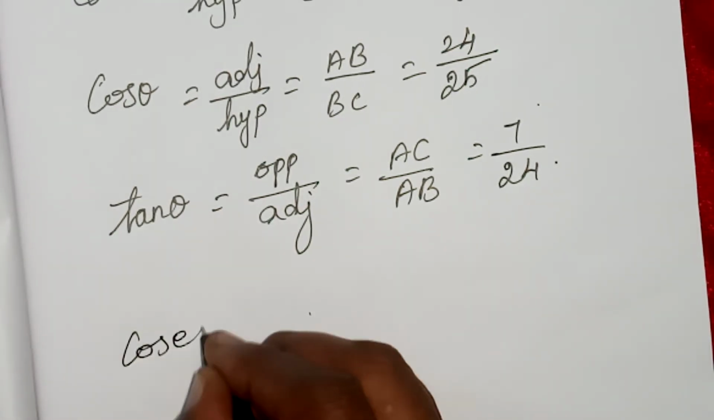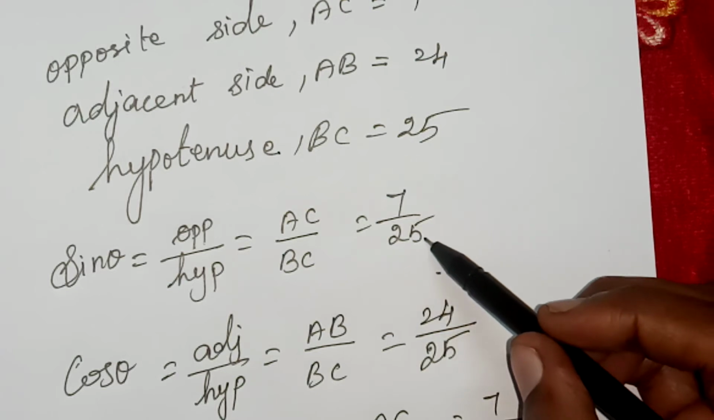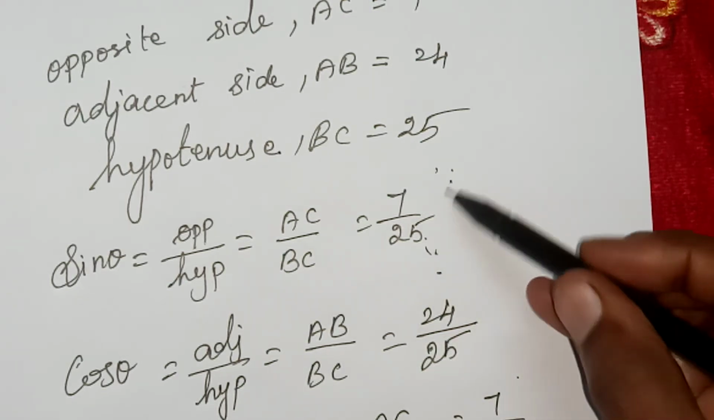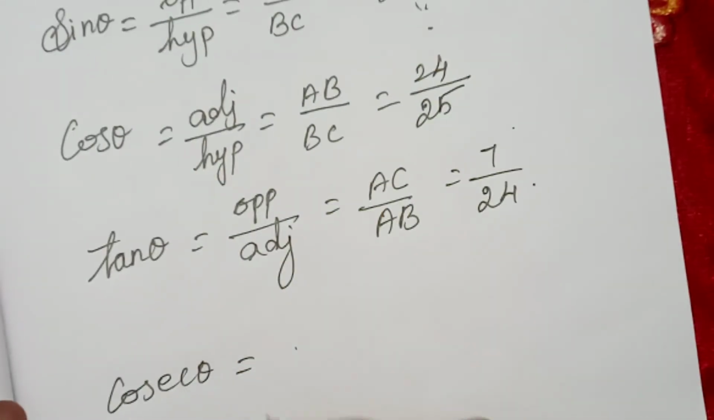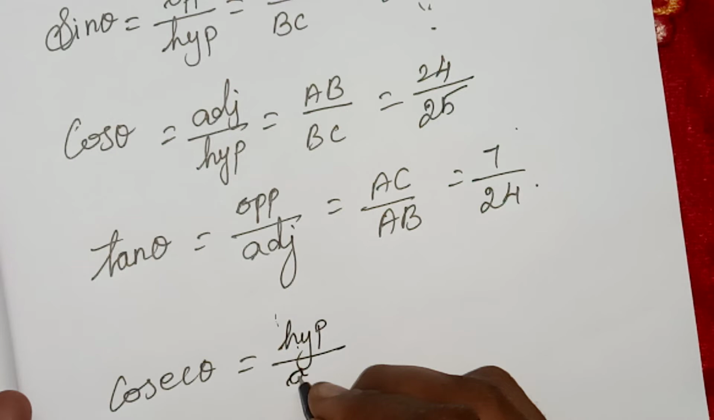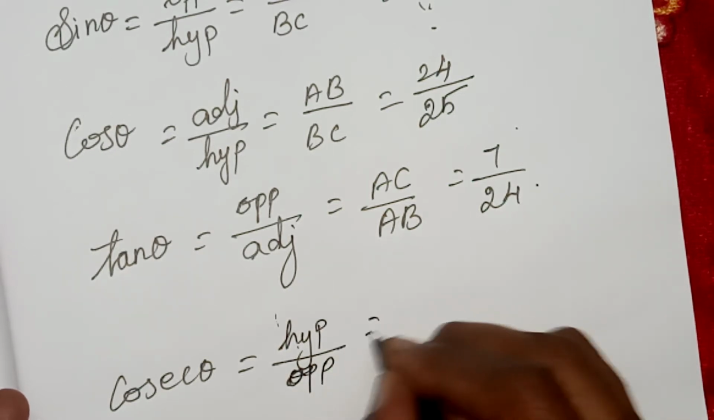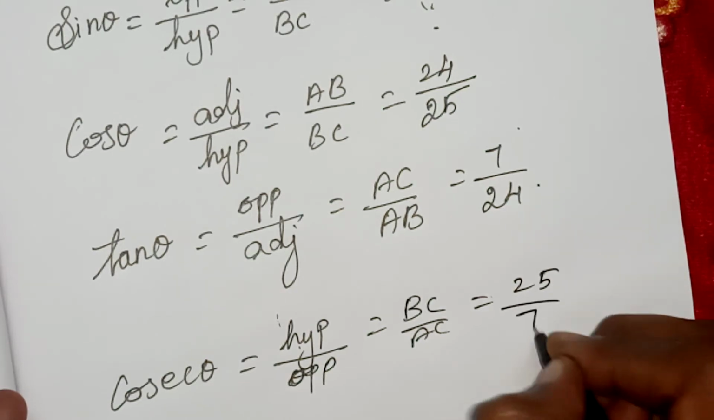Next, cosecant theta is the reciprocal of sin theta. What's the cosecant theta formula? Cosecant theta, simply if you are writing 25 by 7, the reciprocal of this, also no problem. Otherwise the formula is hypotenuse by opposite side, which is BC by AC, equal to 25 by 7.